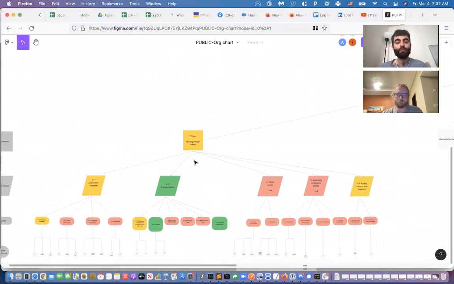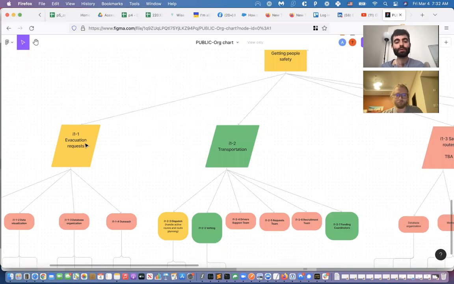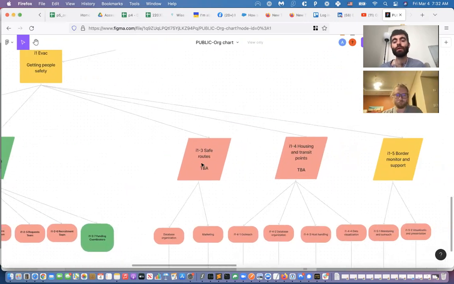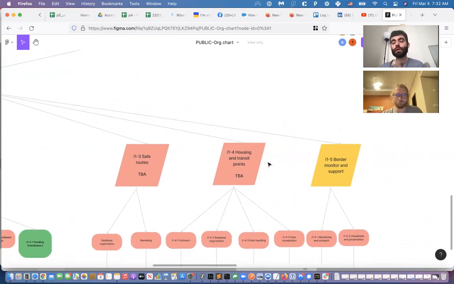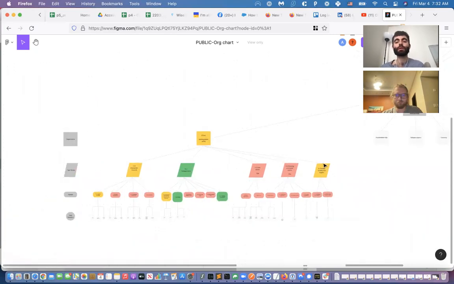And then we have the Evac team, which has different subgroups: evacuation requests, where people manage the incoming requests; transportation, the actual dispatch of drivers and matching; the safety and intelligence type of operation, where we are mapping safe routes for the passage; the housing, transit points, and border monitor and understanding where people can cross safely. So that's basically it in terms of a very, very condensed description of what we have as a management layer, so to say.